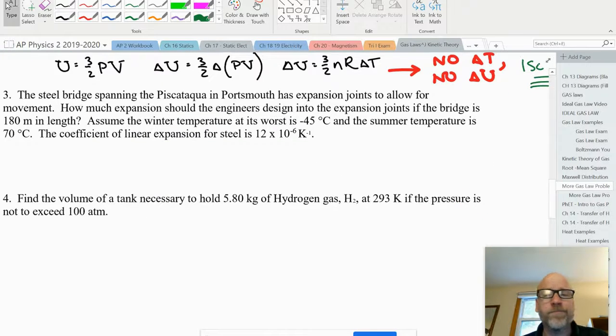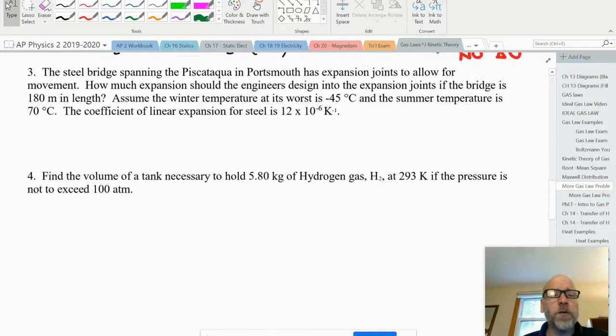Numero 3 says, a steel bridge spanning the Piscataqua in Portsmouth has expansion joints to allow for movement. How much expansion should the engineers design into the expansion joints if the bridge is 180 meters in length? Assume the winter temperature at its worst is negative 45 degrees Celsius. Yeah, it doesn't get that cold. And the summer temperature is 70 degrees Celsius. The coefficient of linear expansion for steel is given.